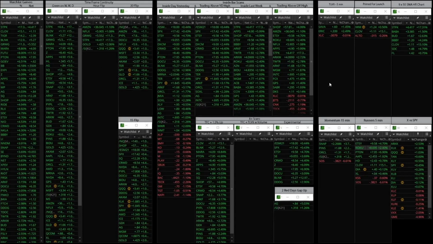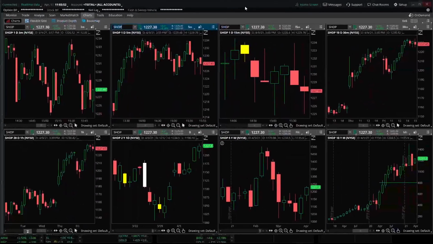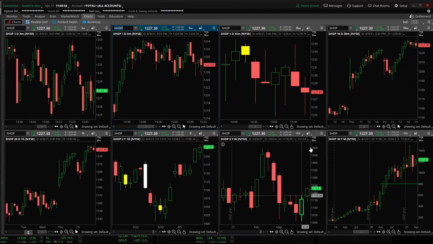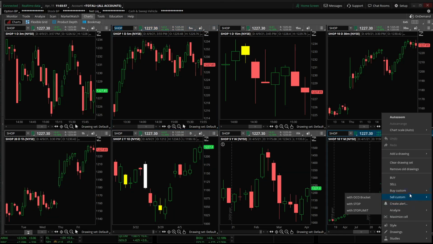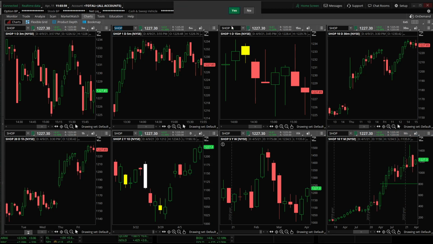Okay. This is a screenshot of the scans from a couple days ago. And so it's not going to be 100% accurate, the data that we have here, but I have a couple other examples that we can look at. Okay, so this is Shopify. Okay, so Shop is green on the month, it's green on the week, it's green on the day, but it's red on the hour. Okay, it's red on the past 2 hours.